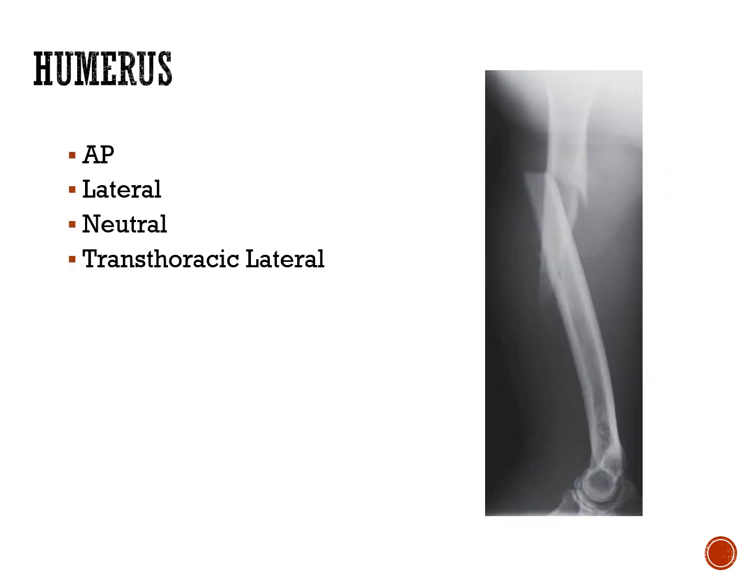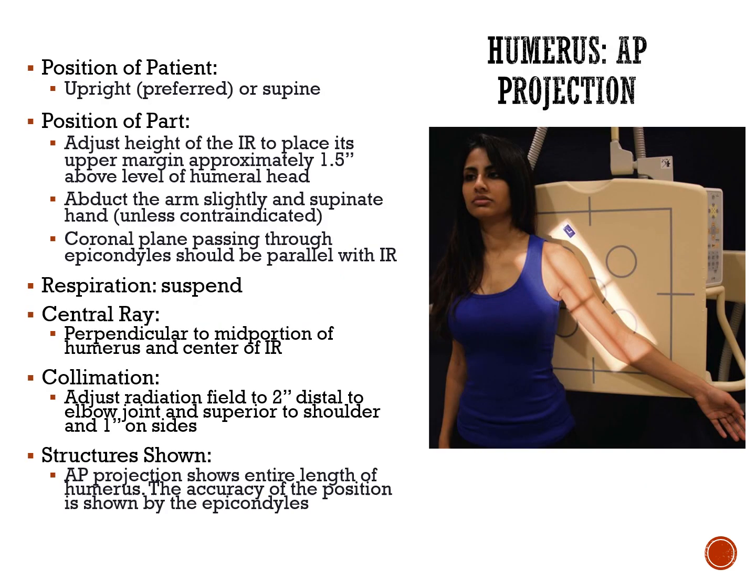The last thing in this chapter is looking at the humerus. We have the AP, the lateral, the neutral, and the transthoracic lateral. We're going to be focusing on the AP and the lateral because the neutral and the transthoracic lateral are in the next chapter. The AP and the lateral are performed for non-trauma. The neutral and the transthoracic lateral are for trauma only. So we'll take a look at those specifically in the next chapter, like I already said.